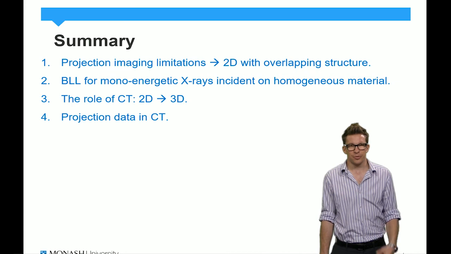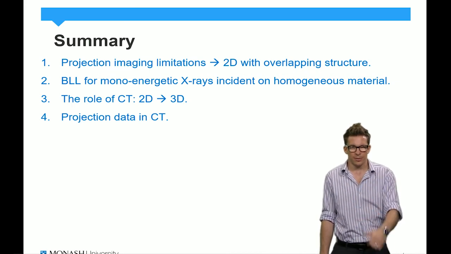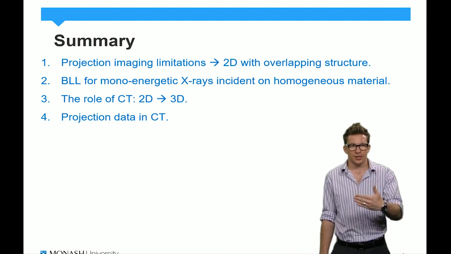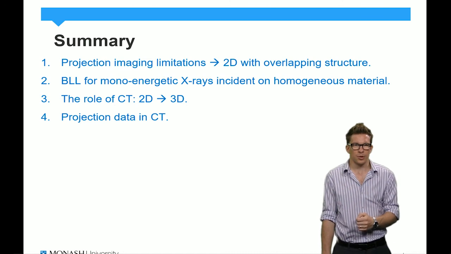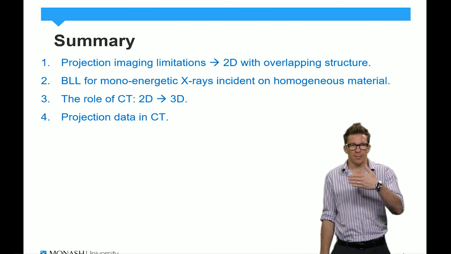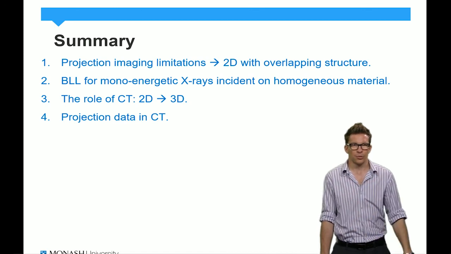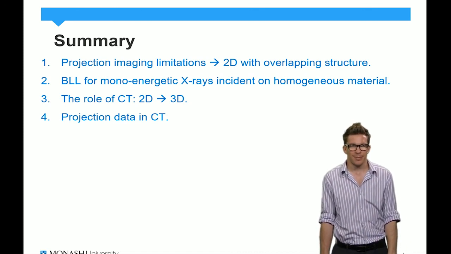So, as you can see, we've gone full circle. We started by talking about 2D projection imaging. We've then discussed the simple form of the Beer-Lambert law, bearing in mind there's a lot more to come with the Beer-Lambert law as well, because we have to worry about more complicated material and energy scenarios. So we know that not all X-rays that come out of the source are the same energy, and so we have to account for that in a more complicated form of the Beer-Lambert law.